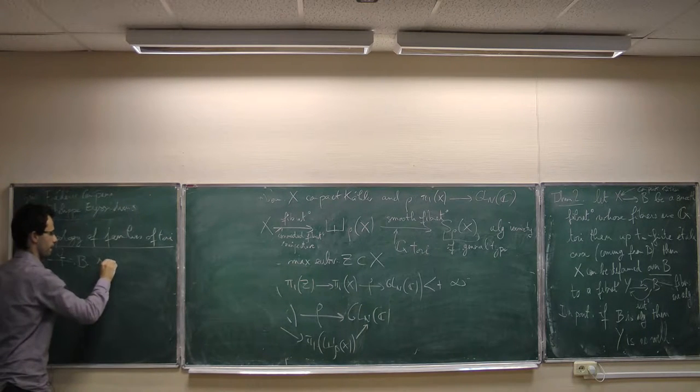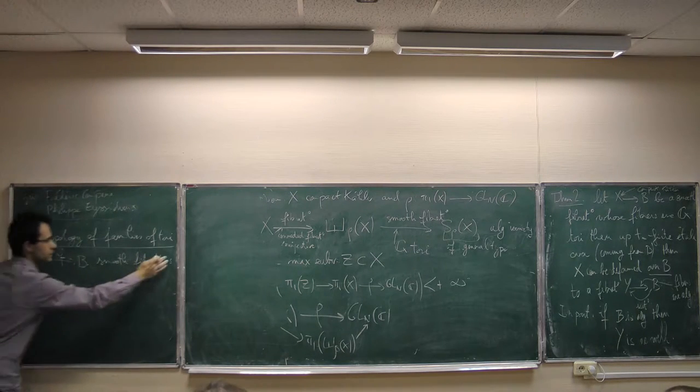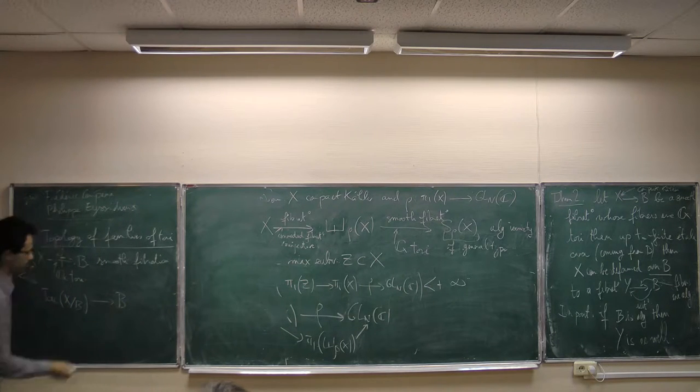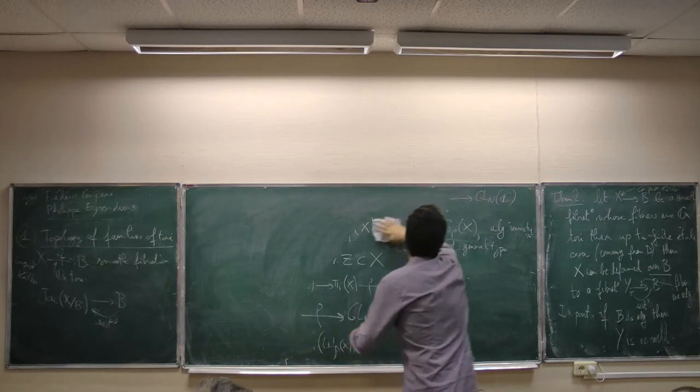with a smooth fibration. Smooth fibration and the fibers are complex tori. And X is a compact Kähler. And okay, so we would like to understand how far X is from what I call the Jacobian variety. So it's the family of tori, the fibers are the same, but now we have a section, and this relative Jacobian is given by the basic Hodge theory.